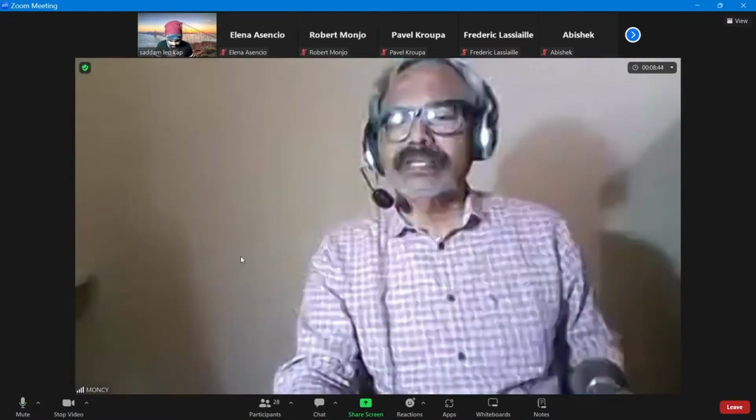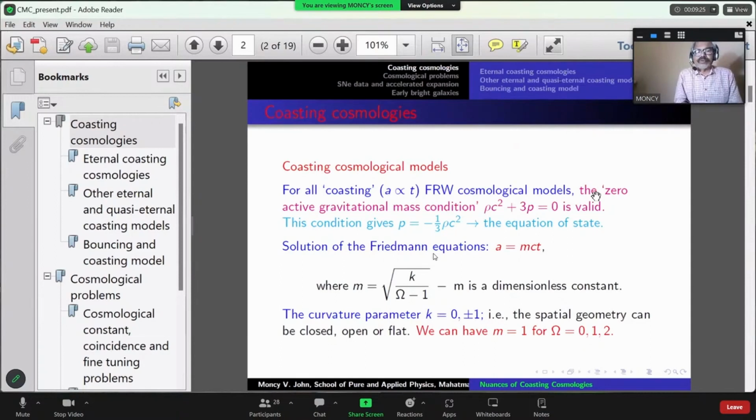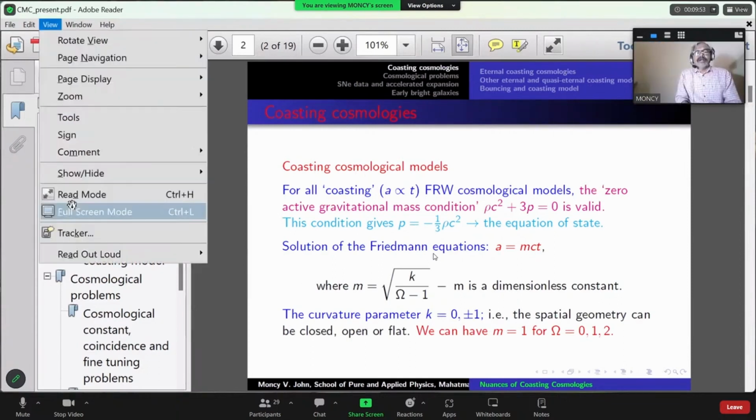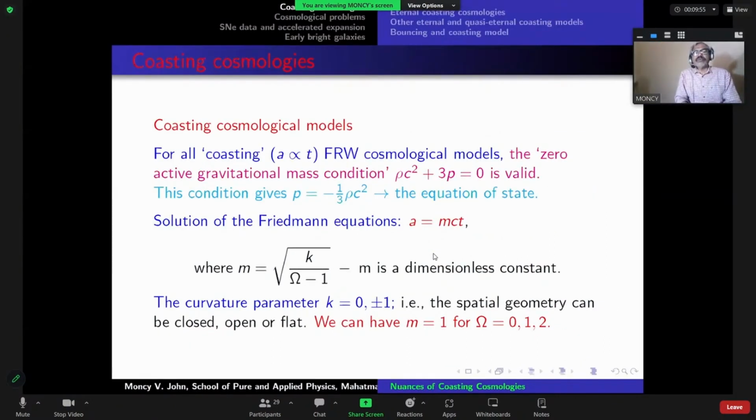Thank you, Sada. Nuances of cosmologies. By coasting cosmological models, what we mean is the scale factor varying linearly with time. And we are considering only the FRW cosmological models for the time being, the background space-time, the background universe.